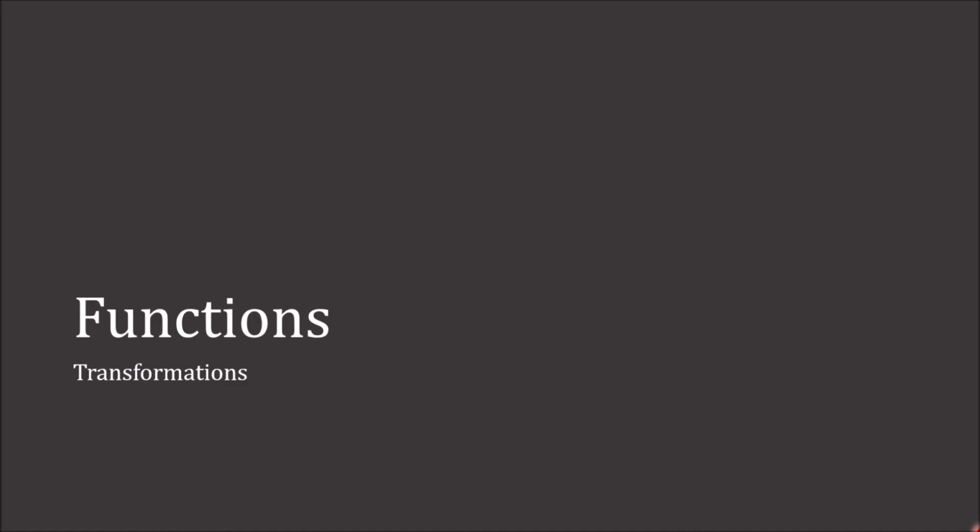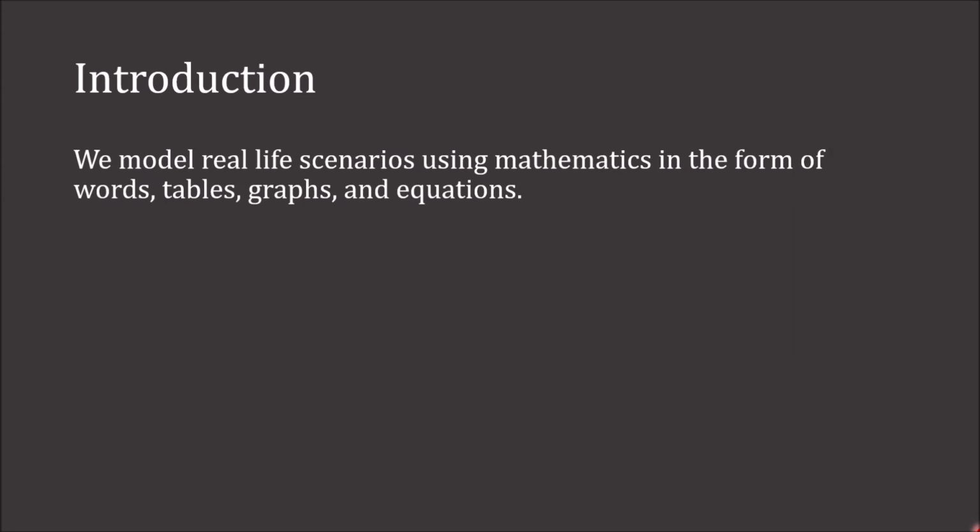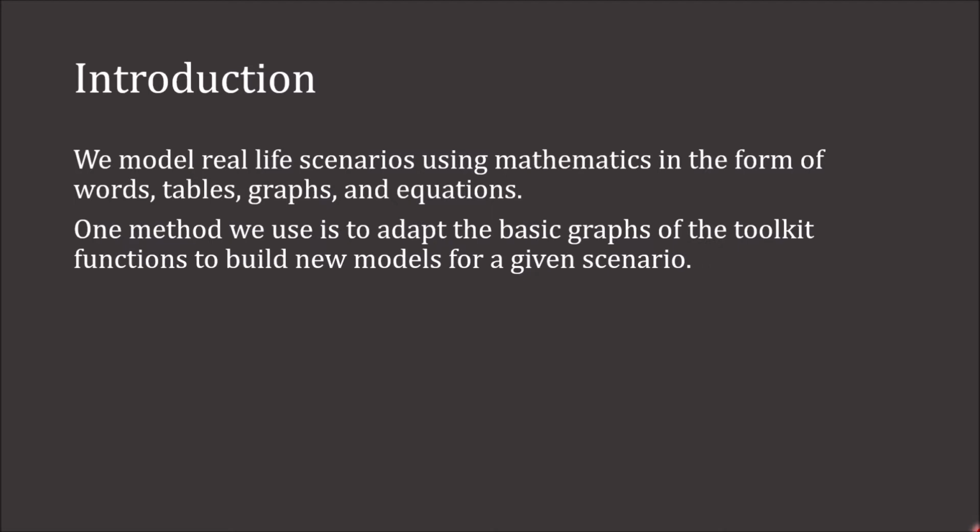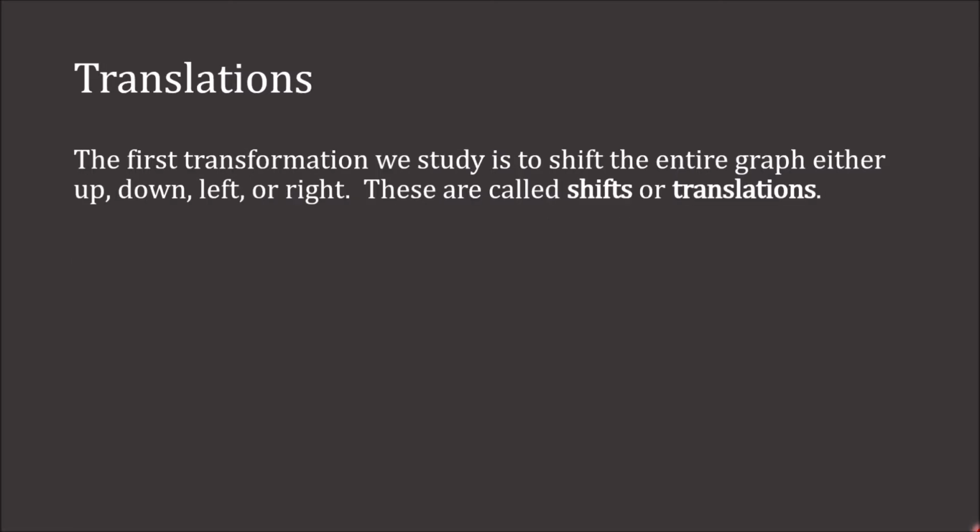We will now study transformations of functions. So we model real-life scenarios using mathematics in the form of words, tables, graphs, and equations. One method we use is to adapt the basic graphs of the toolkit functions to build new models for a given scenario. The first transformation that we're going to study is to shift the entire graph either up, down, left, or right.